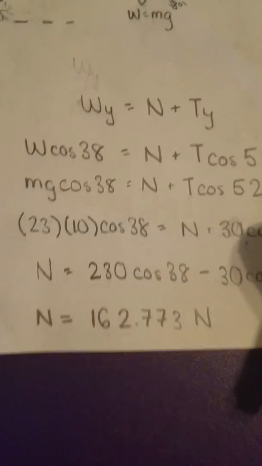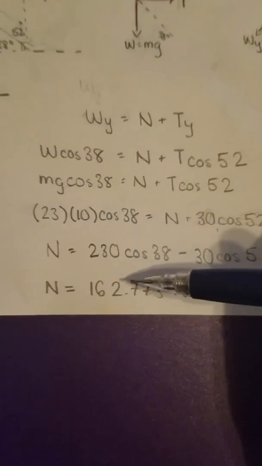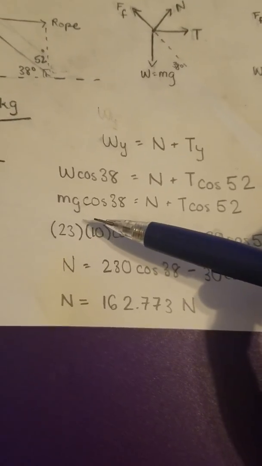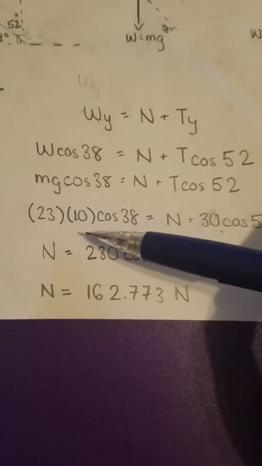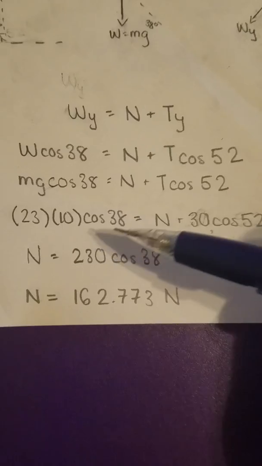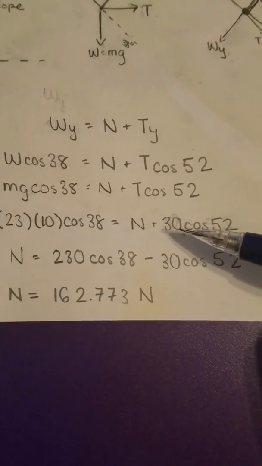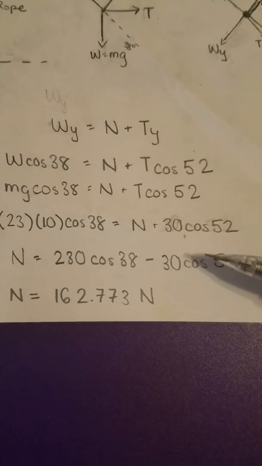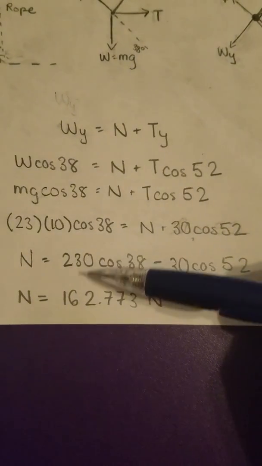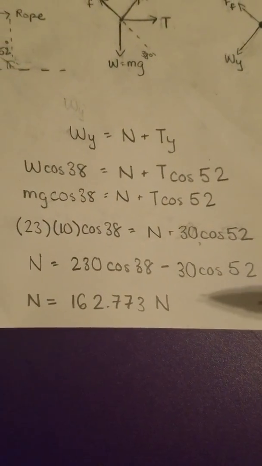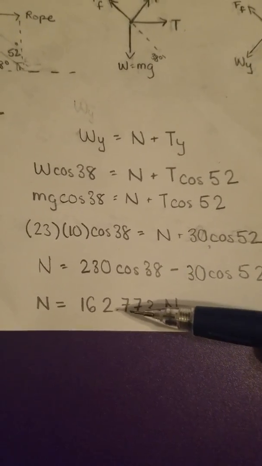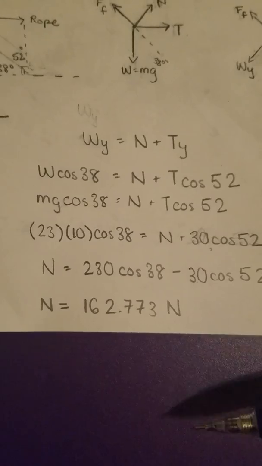And here we're going to start inputting values. 23, which is given, is the mass of the boy, 23 kilograms times 10, value of gravity, cosine of 38 equals normal force plus 30, 30 newtons is the value for the tension given in the book, cosine of 52. Basically just plugging and chugging, going into your calculator, you get that the normal force equals about 162.773 newtons.